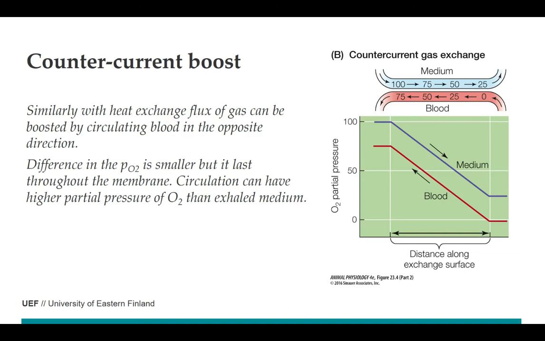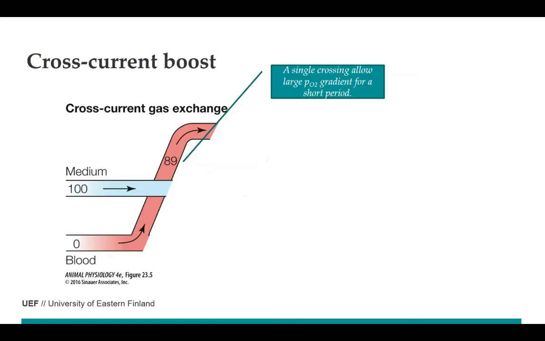Because now the blood is going in one direction and the medium is going in the opposite direction, even although the medium has only 25% of oxygen left, there's still flow to the blood. And the good point is that in that case, we can have a higher partial pressure of oxygen in the blood than in the water that is going through the gills.